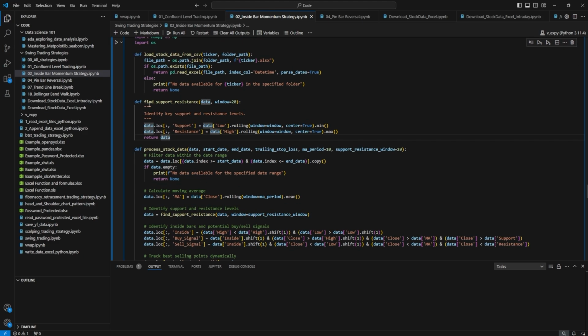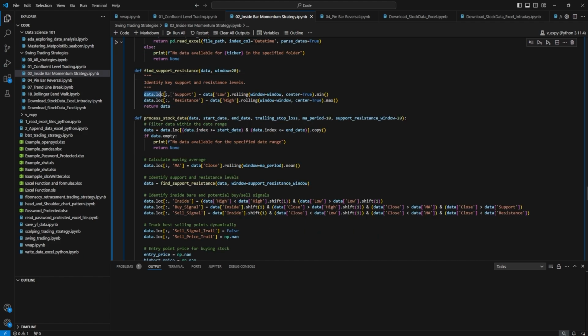Now this is where the support and resistance levels are created based on a window of 20 days, right? So we have support, and it's a rolling window, and then we have resistance. The support is for the minimum and the resistance is for the maximum.